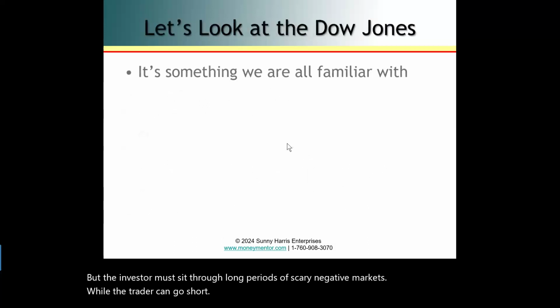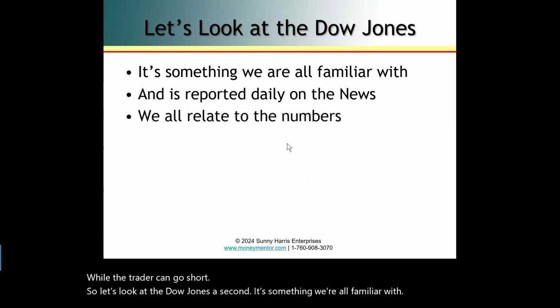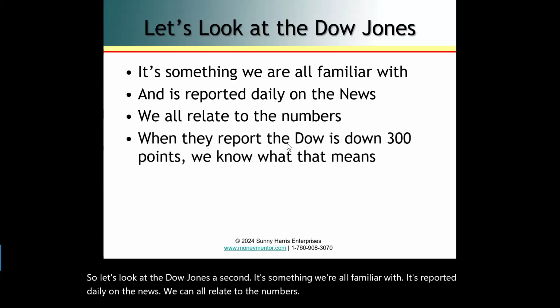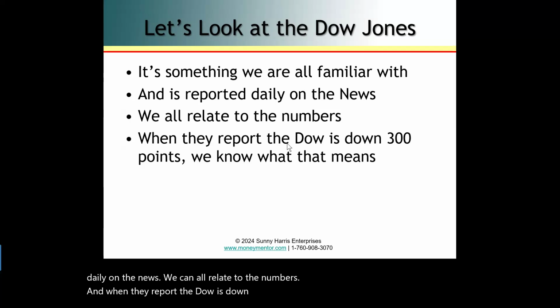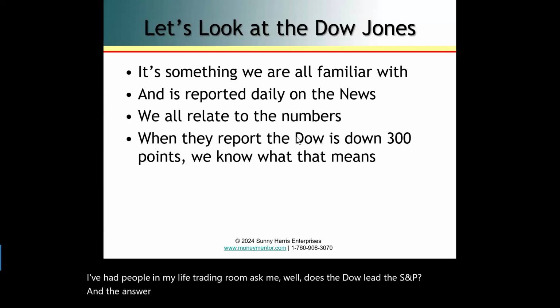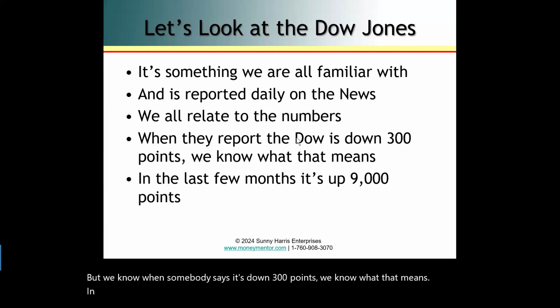So let's look at the Dow Jones a second. It's something we're all familiar with. It's reported daily on the news. We can all relate to the numbers. And when they report the Dow is down 300 points, you know what that means. I've had people in my live trading room ask me, well, does the Dow lead the S&P? And the answer is no. They're loosely correlated. But when somebody says it's down 300 points, we know what that means. In the last few months, the Dow's up 9,000 points.